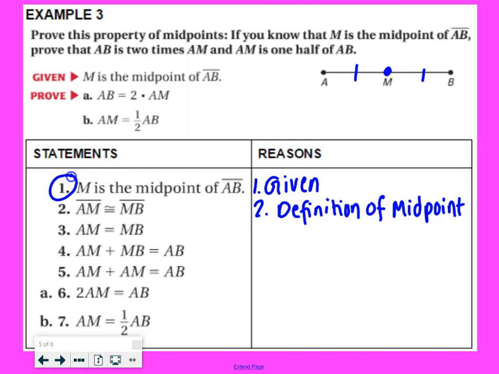Then as we go down, we say that AM is equal to MB. We take away that congruence piece and we talk about the actual length of the segments. So that is the definition of congruent segments. So now that we stated that they are congruent, we can say that their lengths are equal.